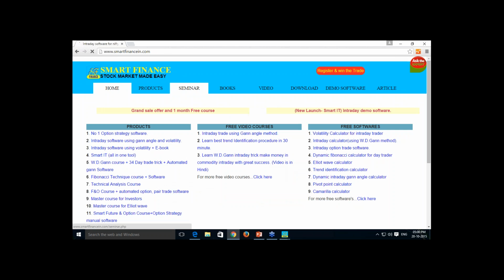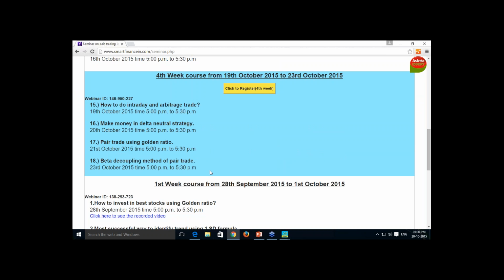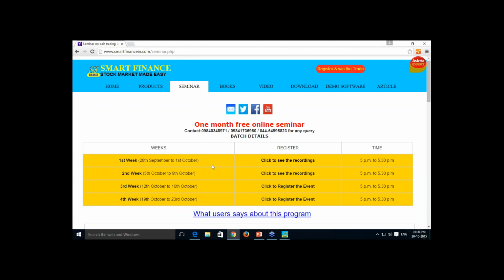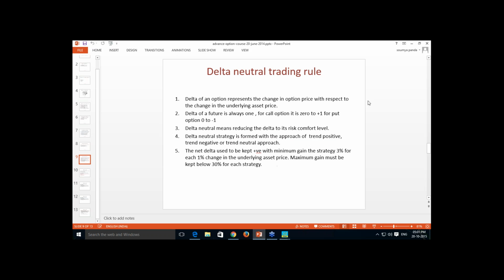In the last week of this event, we are in the fourth week, and today you are learning the delta neutral strategy. Tomorrow we have the program on pair trading, and on the 23rd, the last day of the event, we will be learning the beta decoupling method of pair trading. So today our objective is to learn the delta neutral strategy, and that is what I am going to explain now.